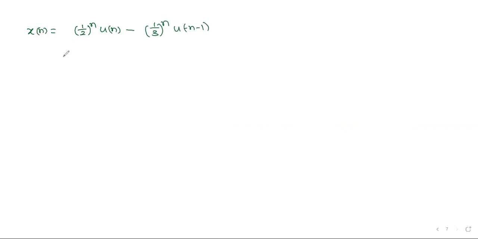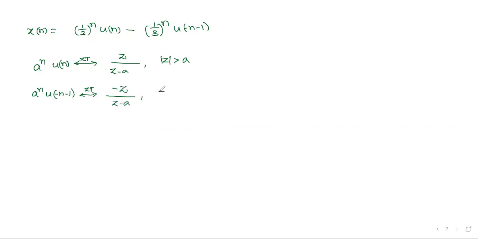So now, what are the two formulas you need to write? What are the standard Z transforms? A power n u of n, the Z transform will become z by z minus a, where mod z is greater than a because it's a right-sided signal. A power n u of minus n minus 1, what will the Z transform become? Minus z by z minus a, mod z is less than a.